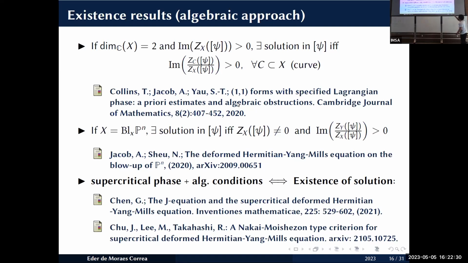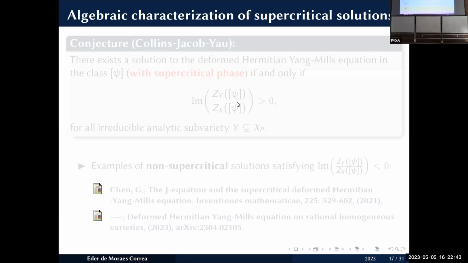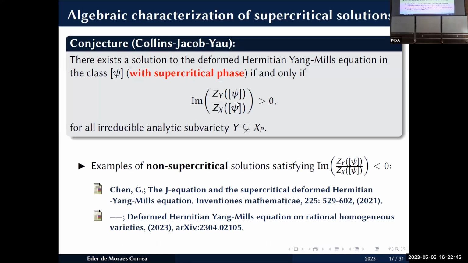So by algebraic conditions, I mean some conditions involving certain types of integrals, like we have in geometric theory, things like that. And the conjecture is precisely this one. The conjecture is there is a solution for the Deformed-Hermitian equation in a certain class with supercritical phase, if and only if this inequality is satisfied.